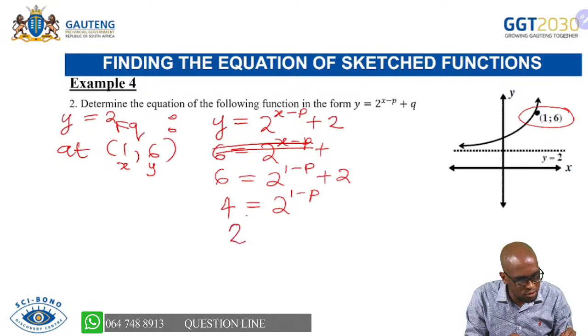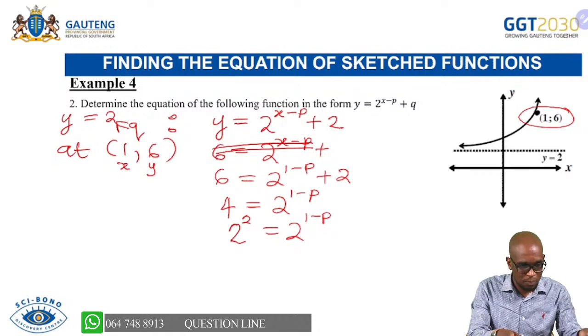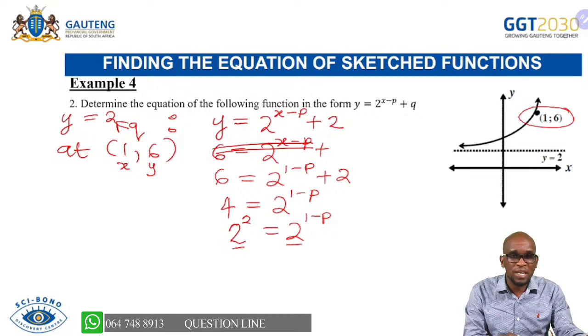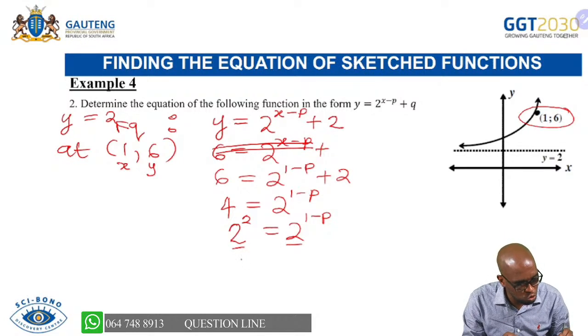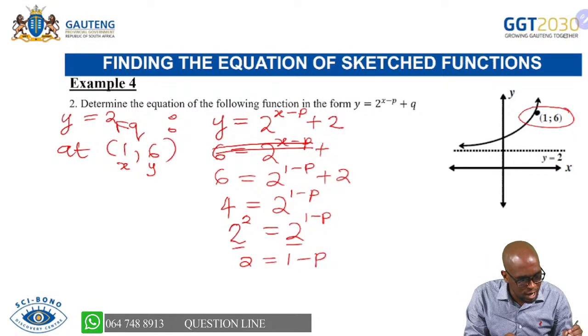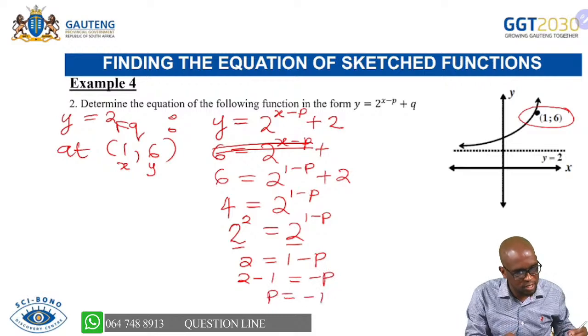If we write 4 as a base of 2, we get 2 squared, which is 2 to the exponent of 1 minus p. Using the laws of exponents, if we have the same bases, we can equate the exponents. So 2 is equal to 1 minus p. To solve for p, I can transpose the 1, so 2 minus 1 is equal to minus p. So p would be equal to negative 1.